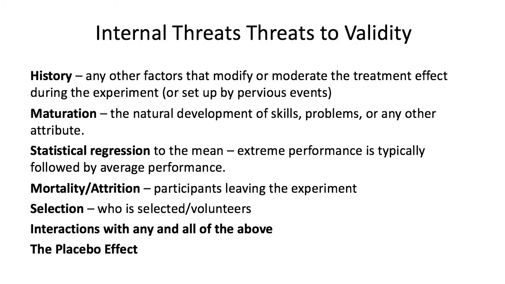Is any change that you observe actually due to what you're doing, or is it something that would have happened anyway? Now, any of these things can interact, right? History and selection and maturation can interact with one another, so you have to consider that as well.